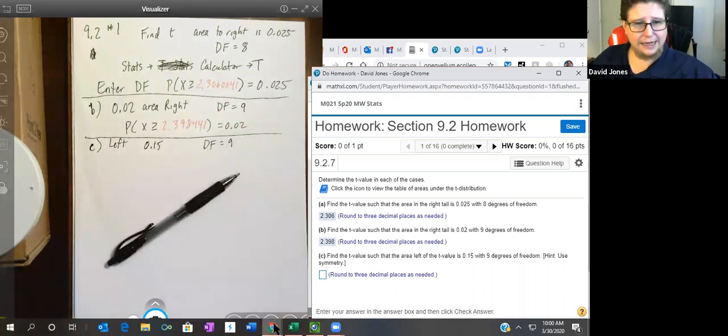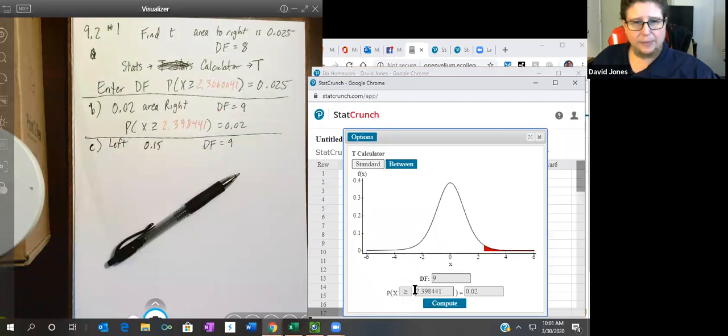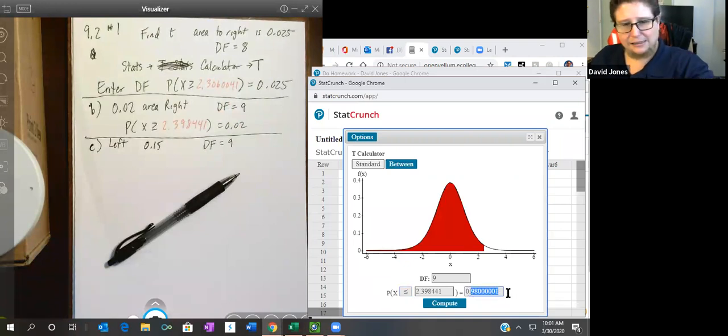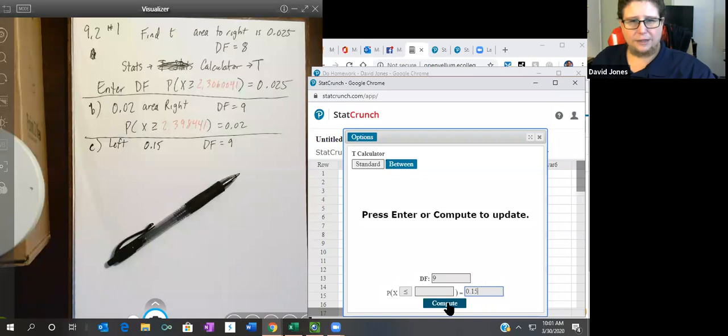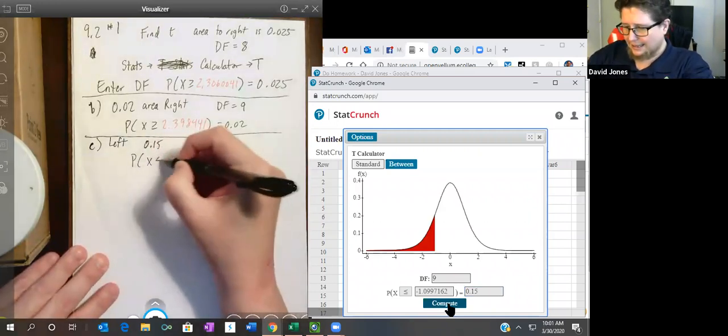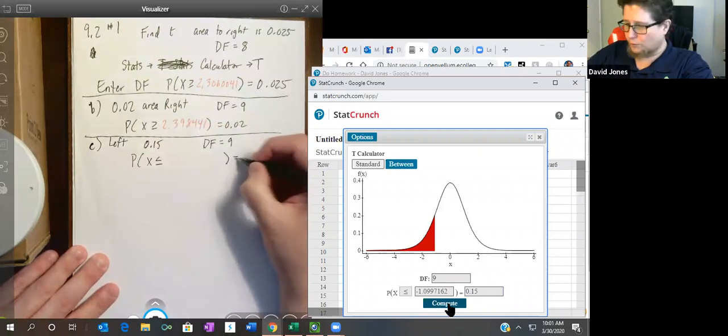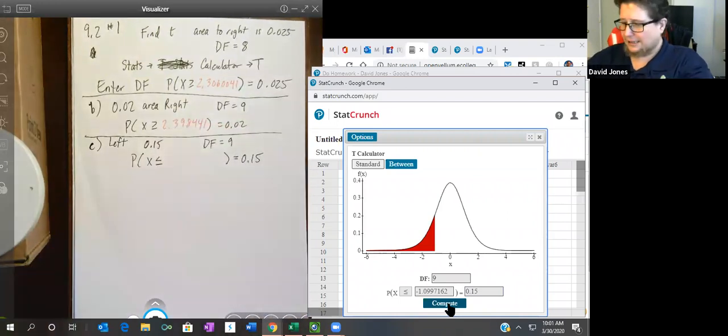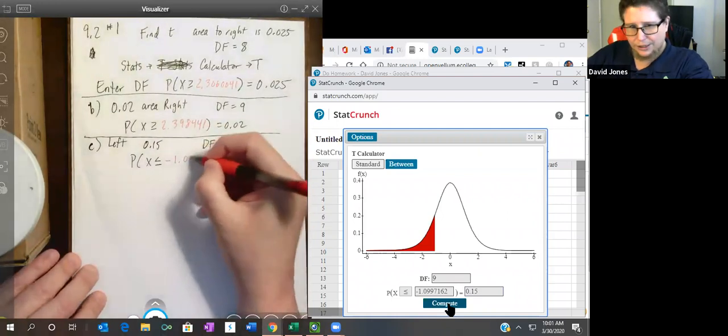I'll go back into StatCrunch. I want the area to the left. I'll make it left. And I just change this to 0.15. The reason why they say use symmetry is the table only shows to the right. If you're using the table, pretend you're doing to the right and switch it to the left. X is less than or equal to something here is 0.15. And it's a negative number. It's going to be important to use the negative.